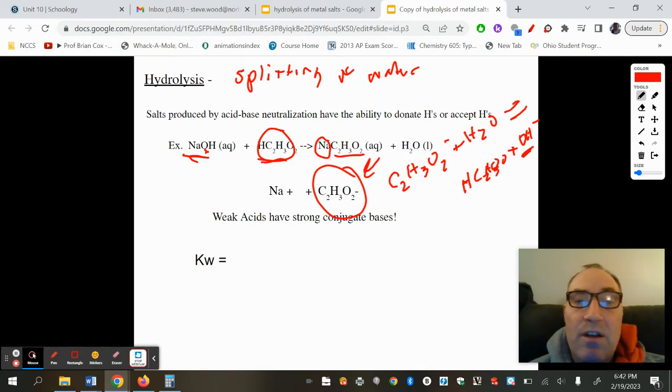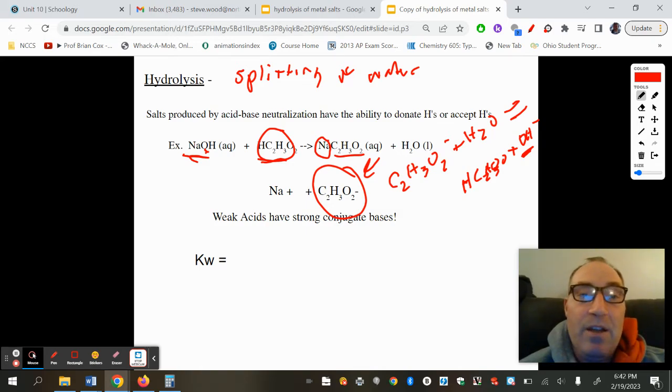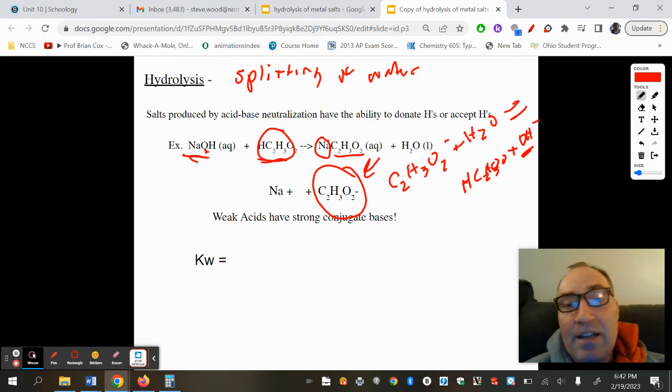And so salts of strong acids and strong bases don't do anything. They're just pH of 7. But salts of weak acids or weak bases hydrolyze water at some point. And so you have to understand the structure to figure it out.